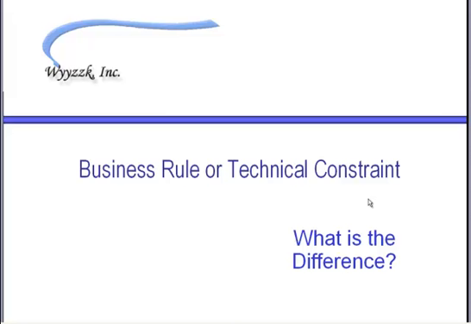Hey everyone, today I want to talk about something that confuses a lot of people, and that is whether something is a business rule or a technical constraint. What is the difference?